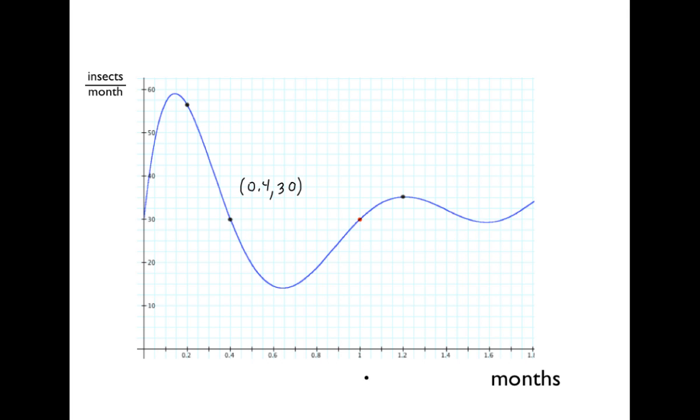So in the first month, when is the population the greatest? At the end of the month. Why? Because the rate is positive this whole time. The insect population is going up, up, up, up. It's just at a varying rate, right? A varying positive rate. So the population has a maximum in the first month at 1 month.